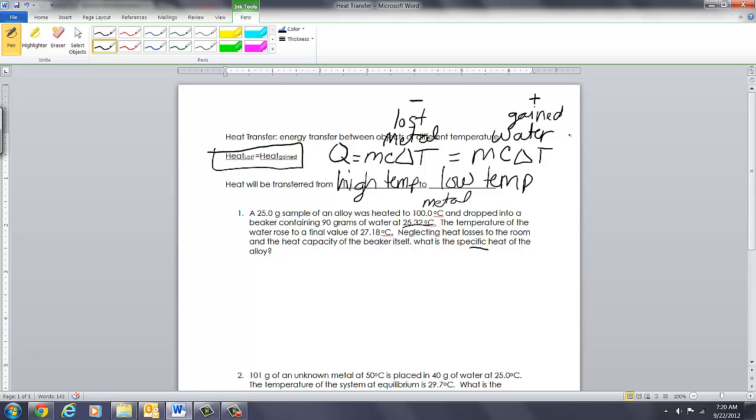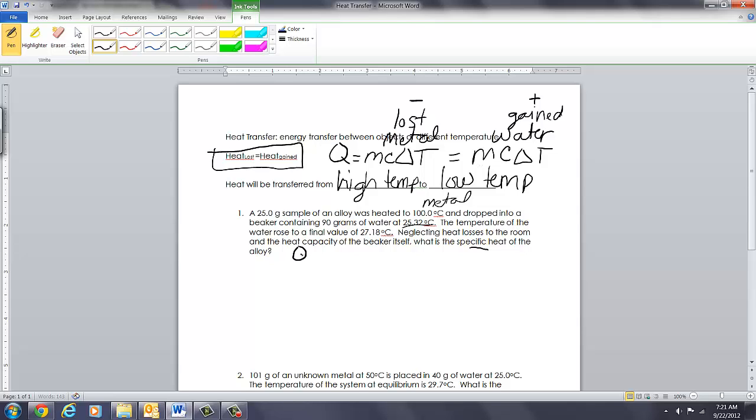So there's two ways we could work this. We can do it all at once as one big problem, or we could break it into two problems. So I'm going to do them both ways. First time I'm going to break them into two problems. So I figure out which one do I know everything? Do I know the mass of my water? Yes. Do I know my specific heat of my water? Yes. Do I know my change in temperature for my water? Yes. So I can calculate this first. So that's what I'm going to do.